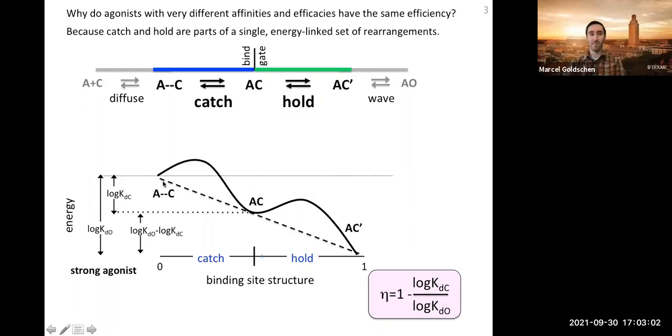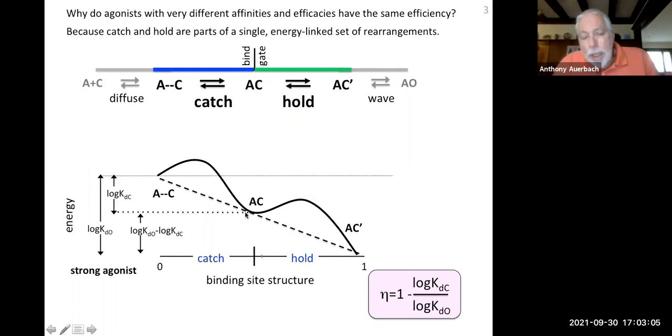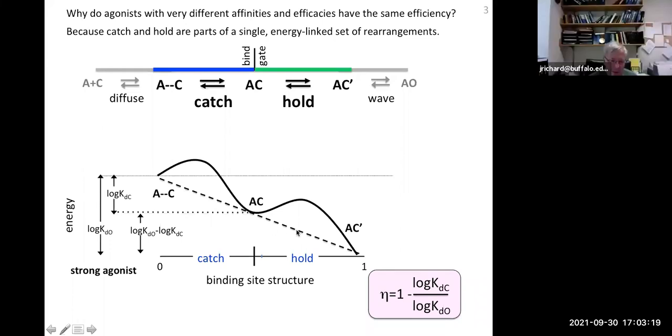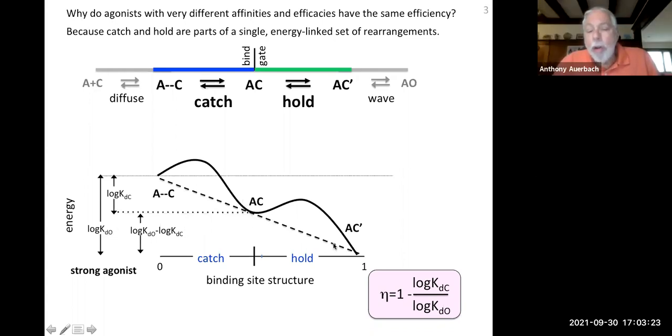But this is the total binding energy, the energy that you get from getting into the binding site plus the energy you get when you go from low to high affinity, which is the same as the open, the high affinity energy. The total KDO, KD for open, is the total binding energy, and that's divided into energy for catch and energy for hold.